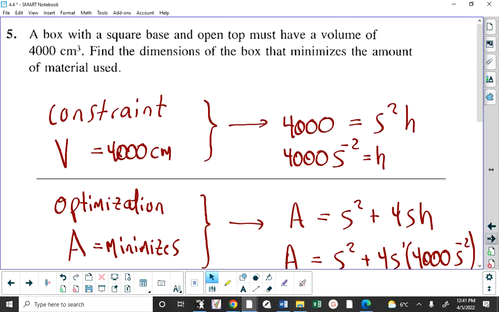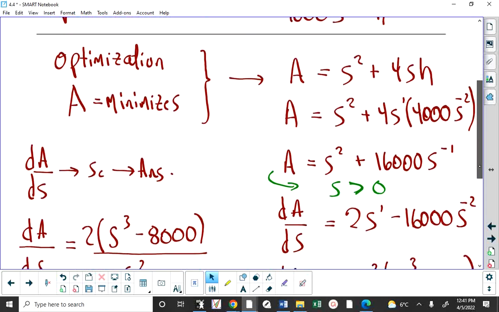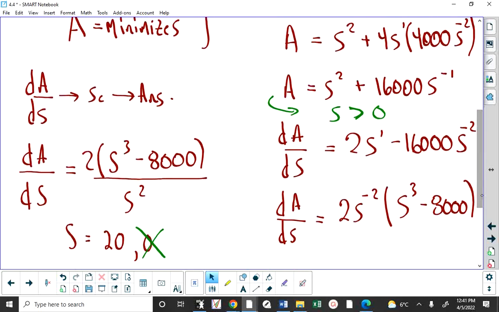where we had, and this was one that I had set up yesterday, but we just had to finish the procedure. When we found the derivative, it's almost at the bottom of the screen on the right-hand screen. The derivative was 2s minus 16,000 s to the negative 2. You factor it, you identify the critical numbers, and the only two critical numbers were 20 and 0, and we throw 0 out because it just doesn't fit in terms of what we're trying to do. s is the length of the side of a square.